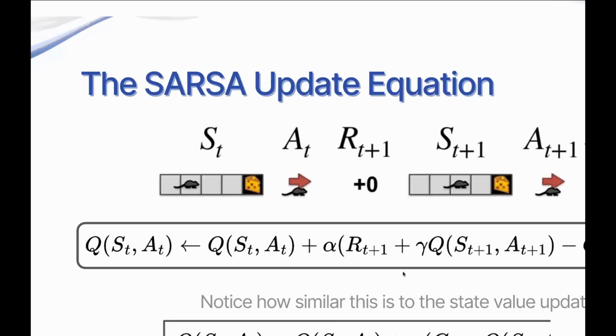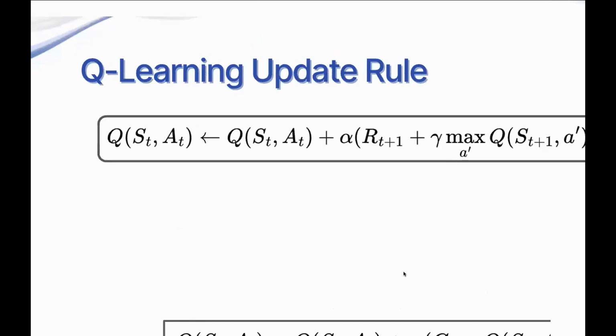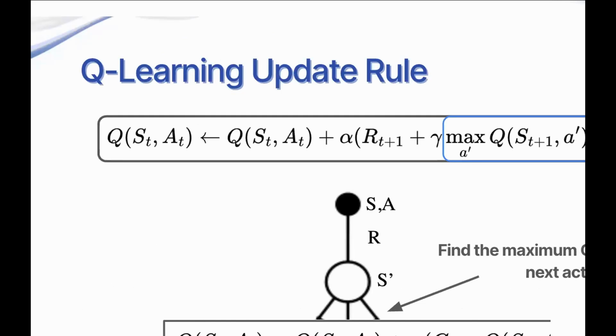Right? This is SARSA. This is expected SARSA. Okay. This is Q learning, where you take the max and it learns the optimal value. And yeah, that's the end of the main lectures for this course, actually.